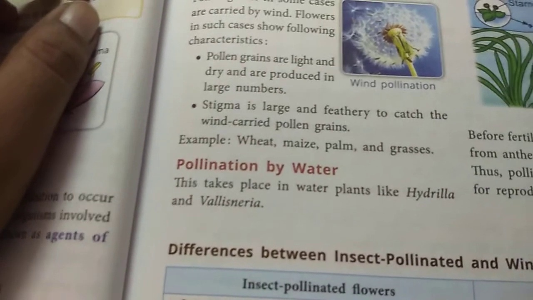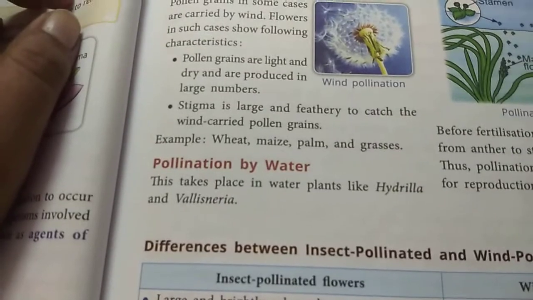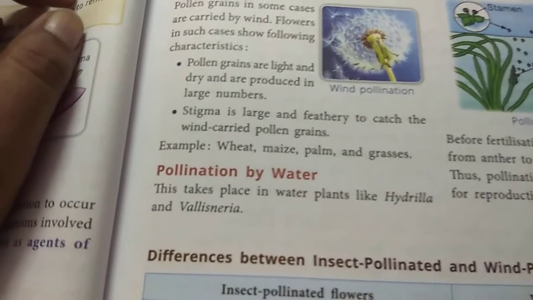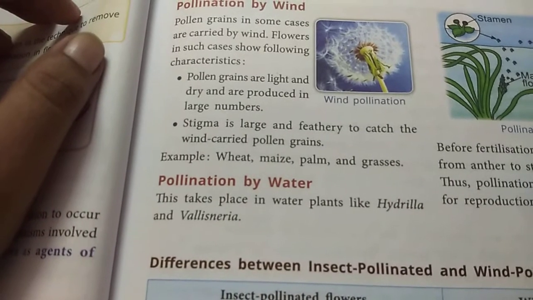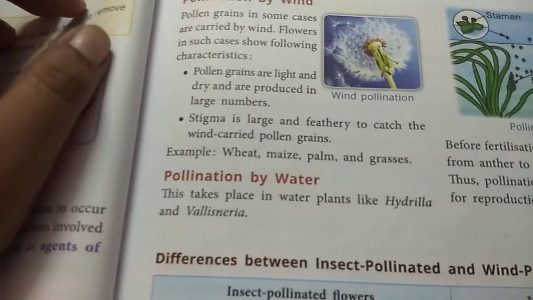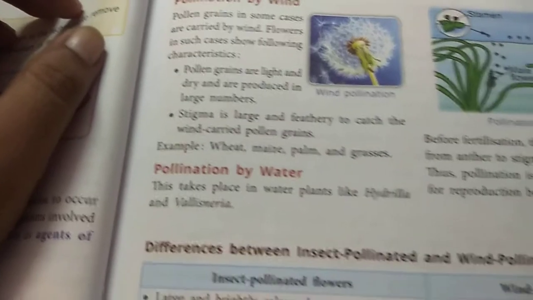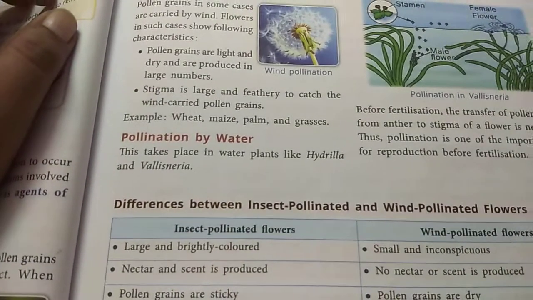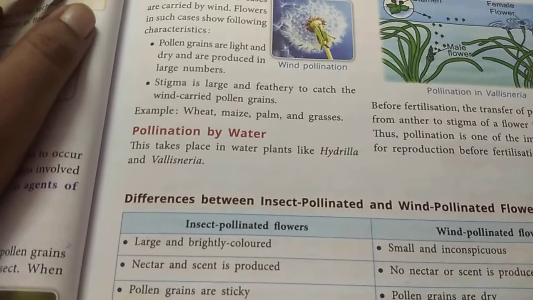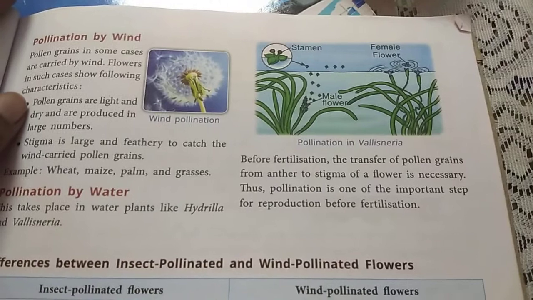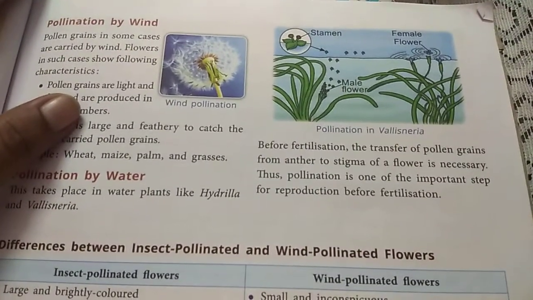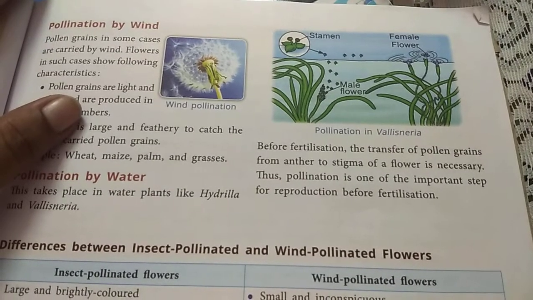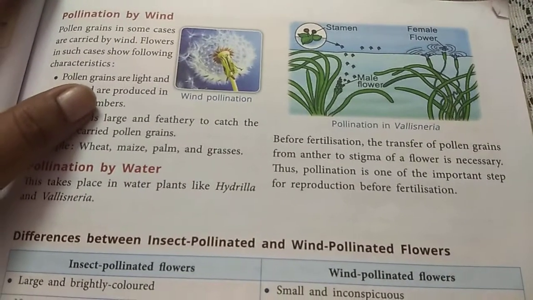Okay, what are the examples of these flowers? Wheat, maize, palm and grasses. These are the examples in which the pollination is done by wind. Okay, pollination by water. This takes place in water plants like hydrilla and Vallisneria. Okay, before fertilization, the transfer of pollen grains from anther to stigma of a flower is necessary. Thus, pollination is one of the important steps for reproduction before fertilization.